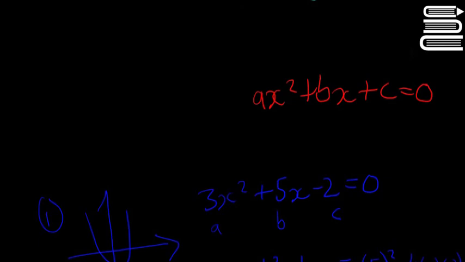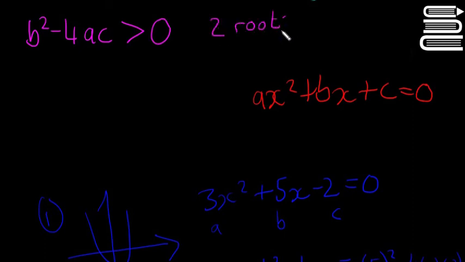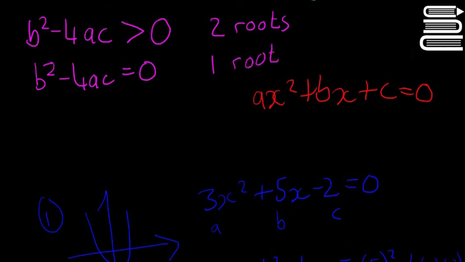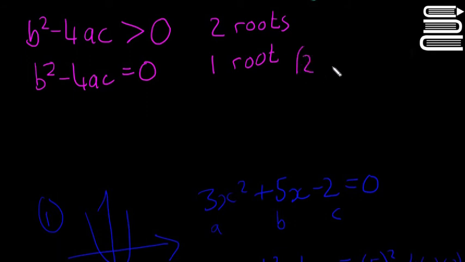So if b squared minus 4ac is greater than 0, that means we have 2 roots, which means it hits the x-axis twice. If b squared minus 4ac is equal to 0, we have 1 root. Technically, what they say is that they have 2 roots still, so I'm just going to put it in brackets, 2 equal roots.